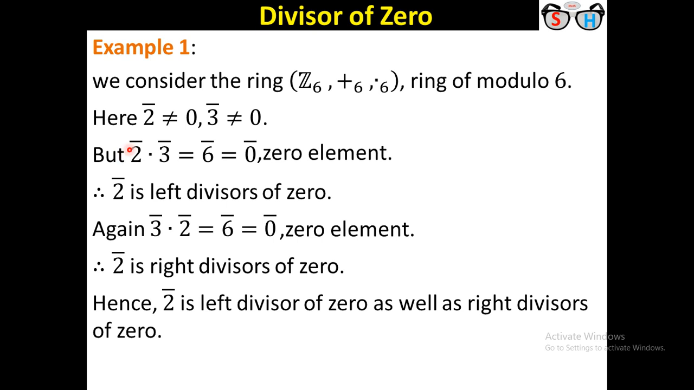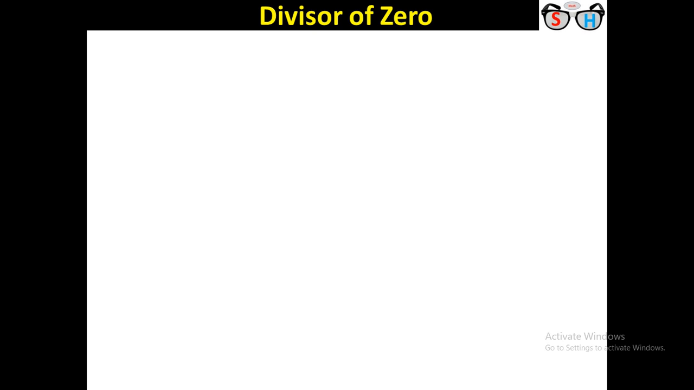In example 3, we consider the ring of square matrices of order 2. There we consider some elements that will be left divisors of 0 as well as right divisors of 0, but there B and C are unequal. I will discuss this in example 3. However, here 3 bar is also a divisor of 0, because 3 bar is a right divisor of 0 and also a left divisor of 0. Similarly, 2 bar is a divisor of 0, that is, both a left divisor of 0 and a right divisor of 0.